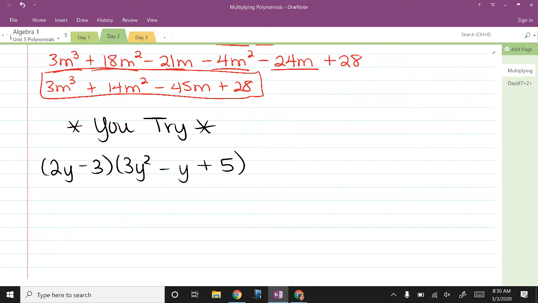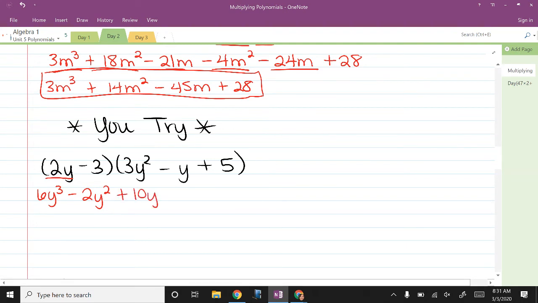Okay. Y'all help me out. How do you multiply a binomial times a trinomial? We just distribute twice, right? So make sure every term in the binomial gets multiplied by every term in the trinomial. So starting with 2y, I multiply 2y times what first? 3y squared. What is 2y times 3y squared? Yeah, 6y to the third. And then 2y times negative y. What's 2y times negative 1y? And what's 2y times 5? Not negative. There you go.